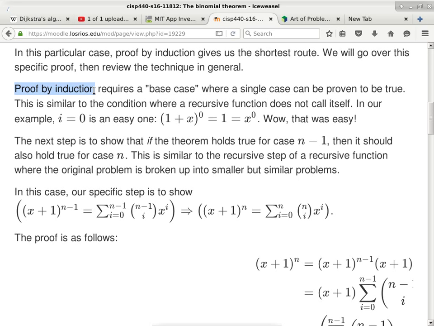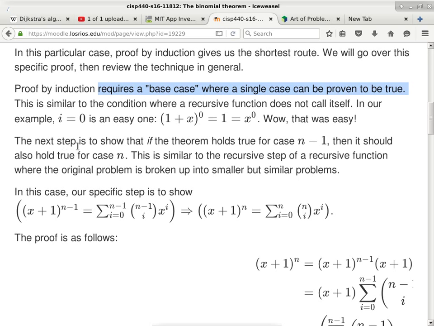What does it mean by proof by induction? Proof by induction requires what we call a base case, which is a single case that is proven to be true without anything else. So you can establish that the base case is always true. When n equals 0, this is always true. That's the base case, which is the same thing as the condition where recursion stops.